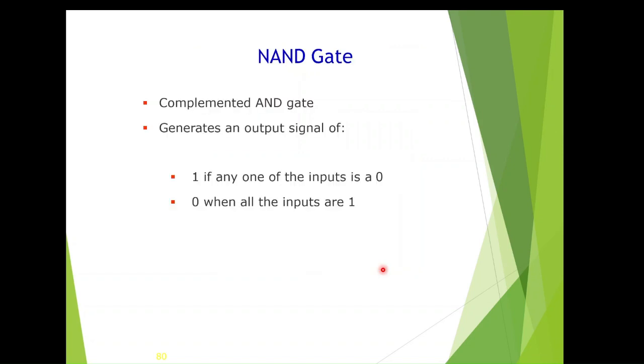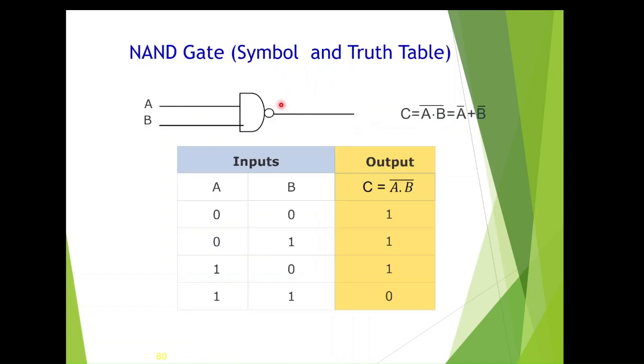Next set of gates are universal gates, NAND gate and NOR gate. NAND gate means AND gate with NOT, that is complemented AND gate. This is the symbol of a NAND gate, AND gate with a bubble in the front. The boolean expression is A dot B the whole bar. Otherwise, by De Morgan's law, it is A bar plus B bar. And the truth table is like this.